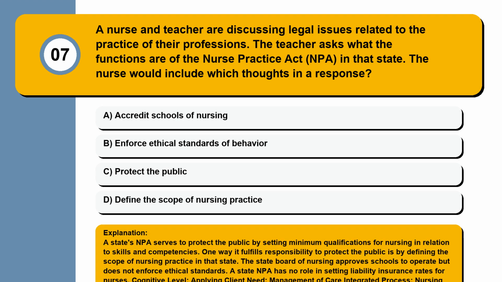A state's NPA serves to protect the public by setting minimum qualifications for nursing in relation to skills and competencies. One way it fulfills responsibility to protect the public is by defining the scope of nursing practice in that state. The State Board of Nursing approves schools to operate but does not enforce ethical standards. A state NPA has no role in setting liability insurance rates for nurses. Cognitive level, applying client need, management of care, integrated process, nursing process, implementation, content area, fundamentals.